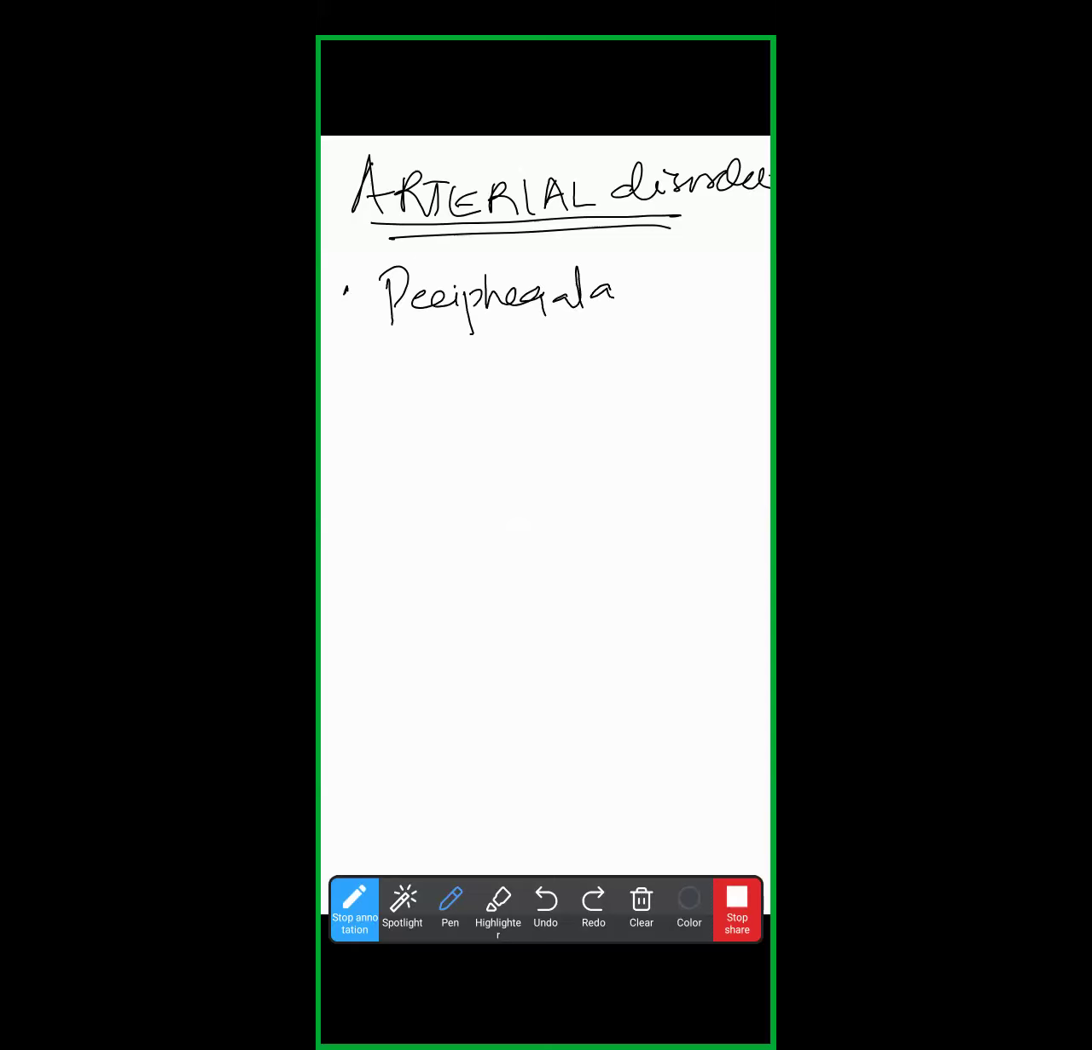So the first thing is to mention arterial disorders. Underline that, and below that you write: first one is peripheral arterial disease, that is PAD. Short form is PAD, okay?